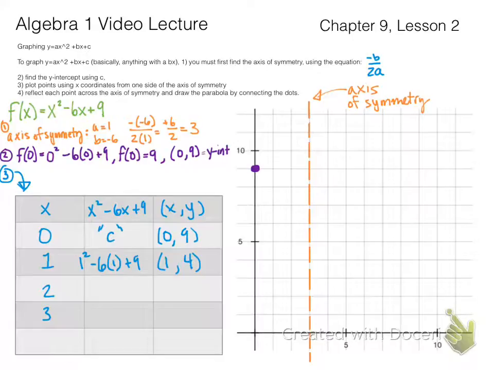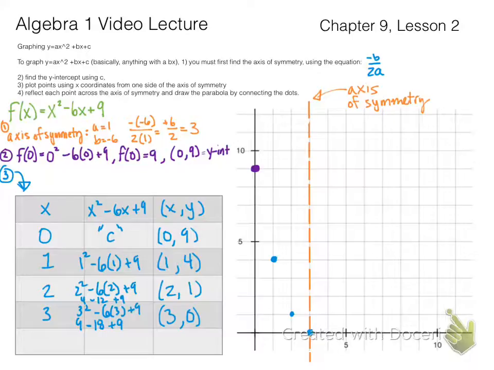Okay, so let's plug in 1 in there because, again, 1 is between the y-intercept and the axis of symmetry, and I'm going to get (1, 4), which is right there. I'm going to plug in 2, and I'm going to get (2, 1), which is right there, and I'm going to use 3 as x, which is going to give me (3, 0), and it makes perfect sense. I actually got to my axis of symmetry. Yay! So again, (3, 0) is the lowest point of my parabola, and then I'm going to use the reflection of each point on the left to create the new points on the right.